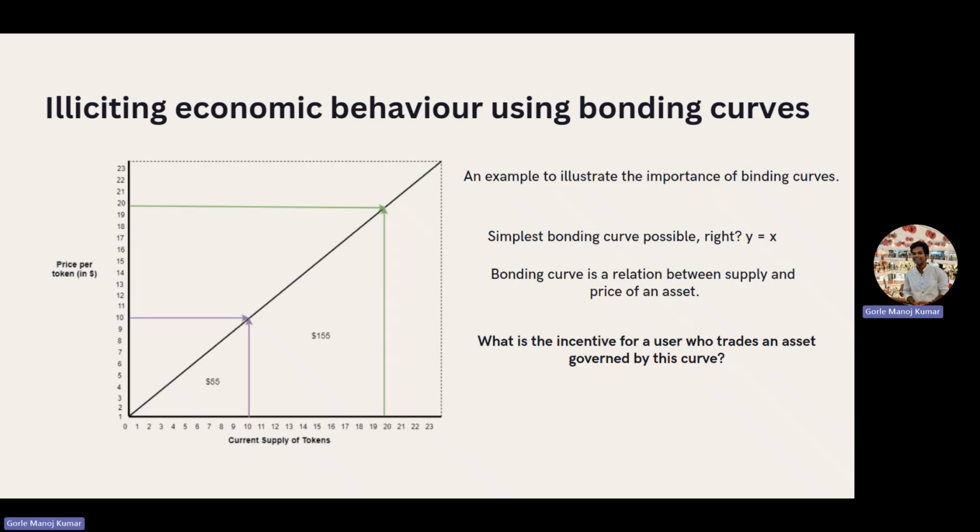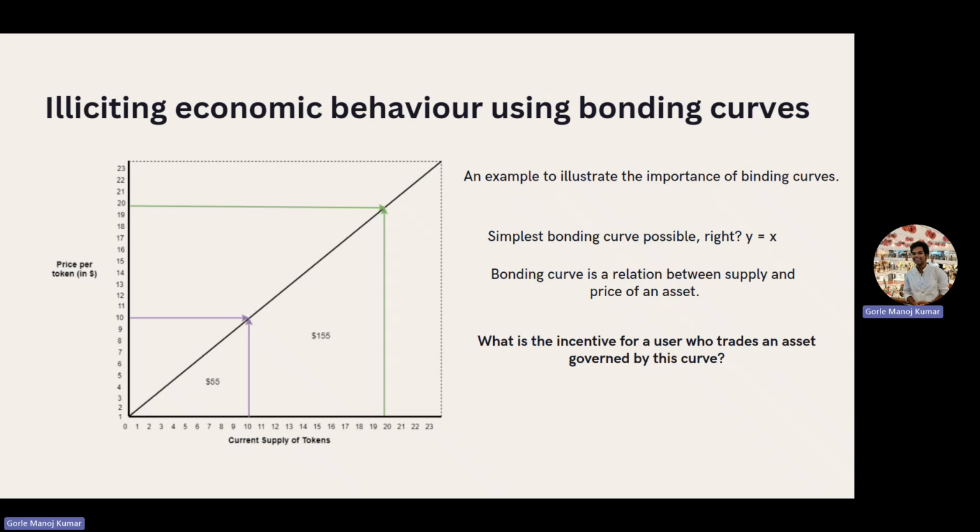All right, so can I point to this? Basically, look at how this is working. Let's say there are two people in the economy who want to buy and sell an asset. Let's call them A and B. The bonding curve for my particular contract is y equal to x, the simplest bonding curve.